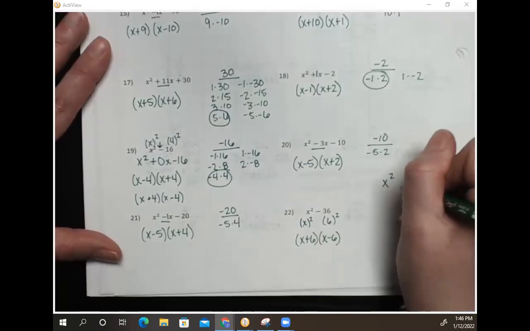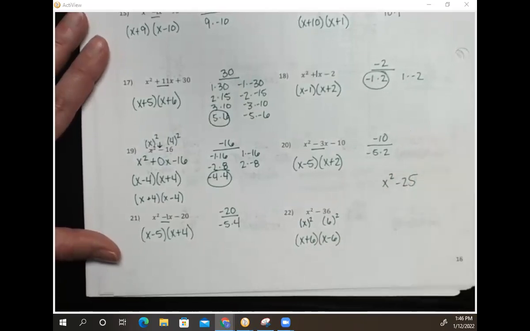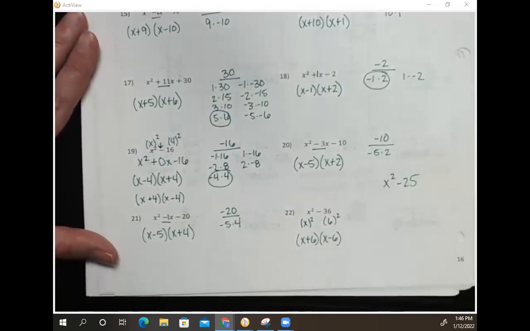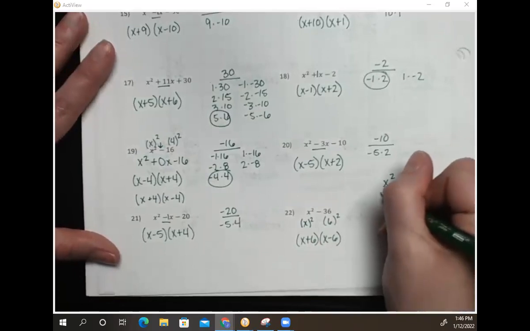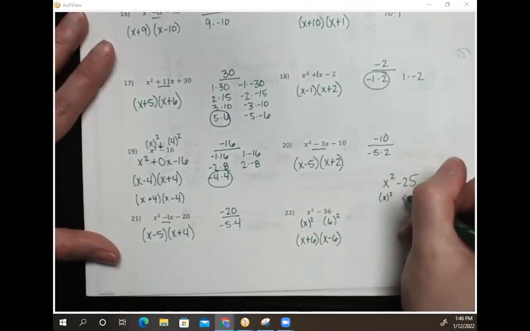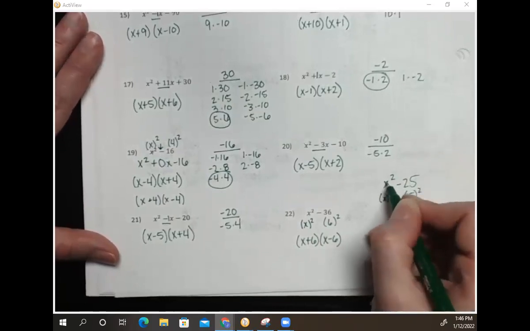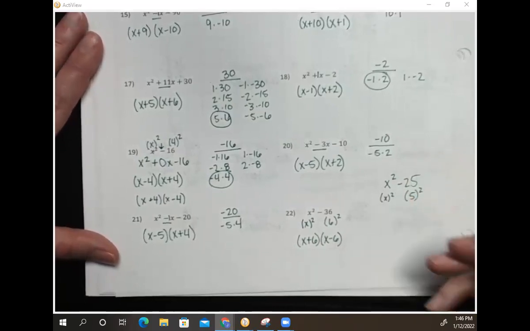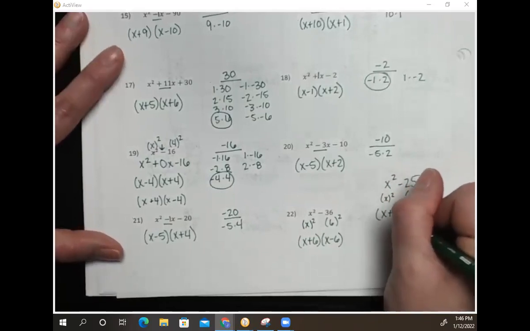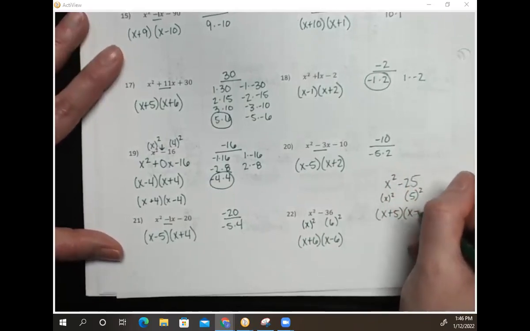Let me give you one more of these. Let's say I have x squared minus 25. Yep. This would be 5 that I squared. That first guy is just x that I squared. So this would be x plus 5 times x minus 5.